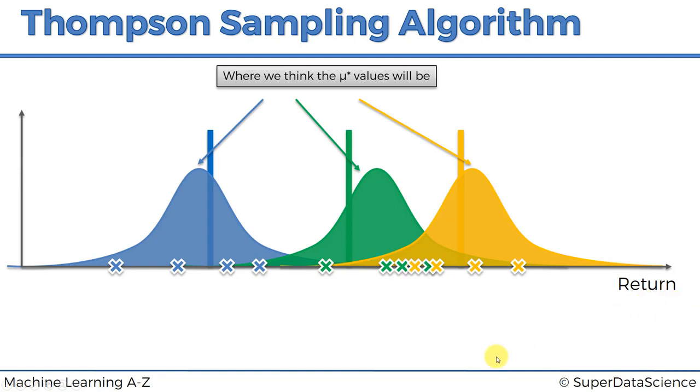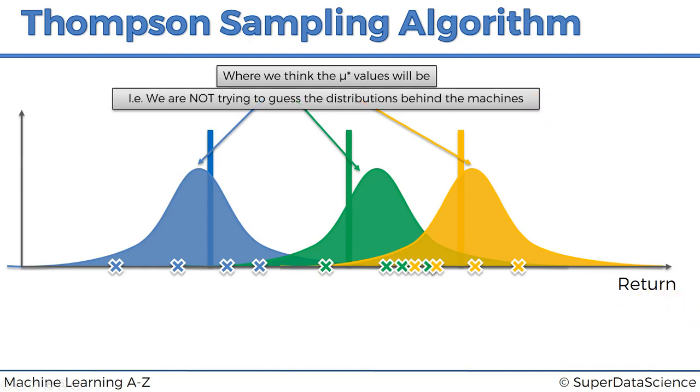Same thing for the yellow one. So it's very important to understand. Just to reiterate, we are not trying to guess the distributions behind the machines, right? We are doing kind of a little magic trick, a little hat trick. I don't know if it's called a hat trick, but we're trying to create this perception of the world. We're trying to mathematically explain what we think is actually going on, or what could be going on, and that is important.